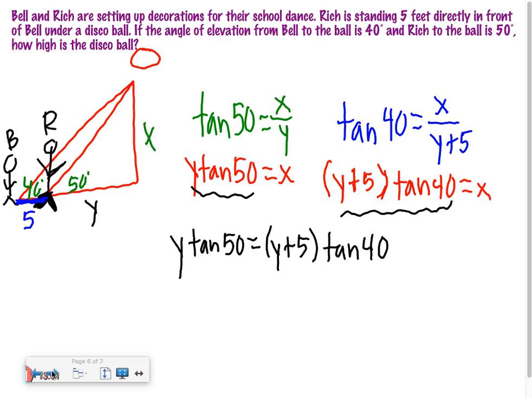Can I do anything on this side? Can I simplify this or make it a little easier for us? I heard it. Say it. What can you do?